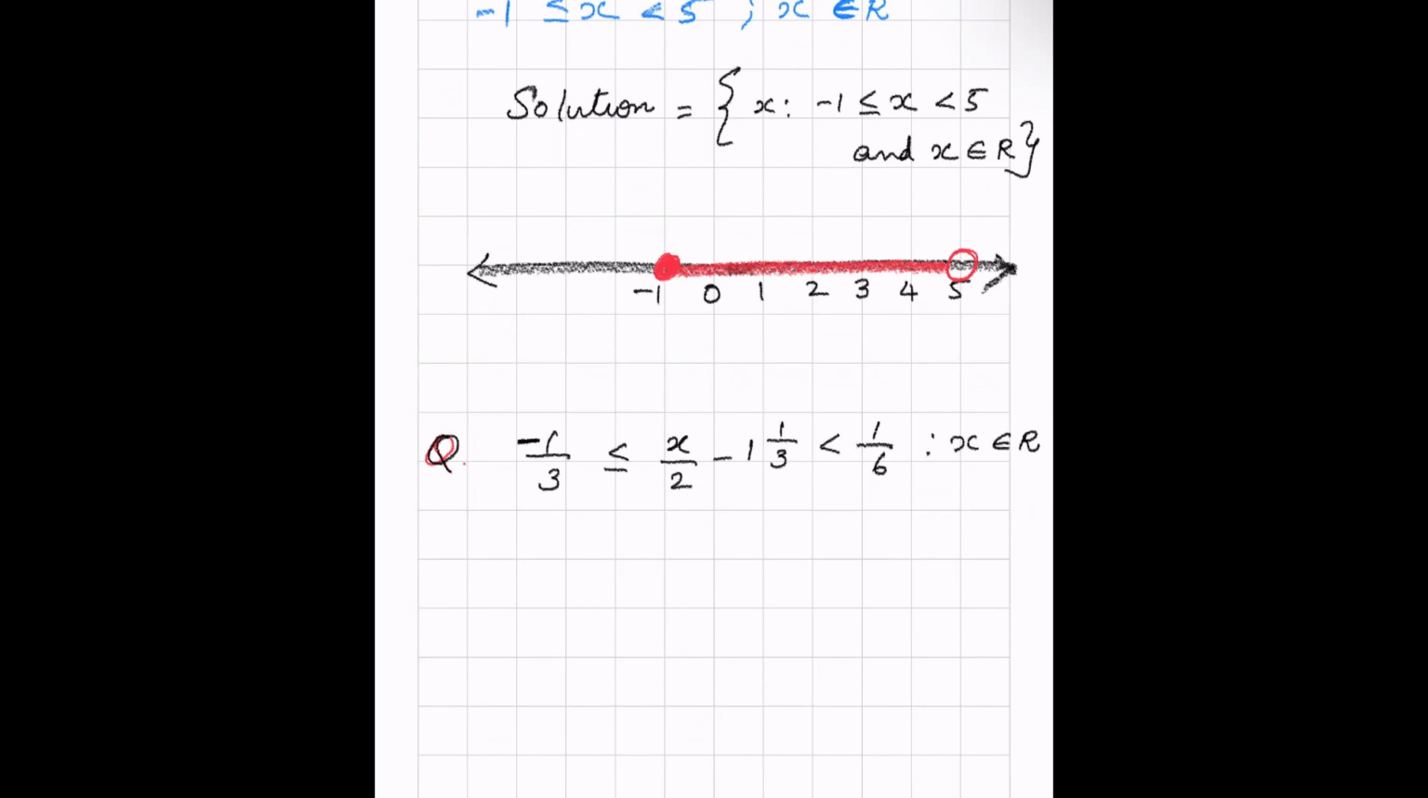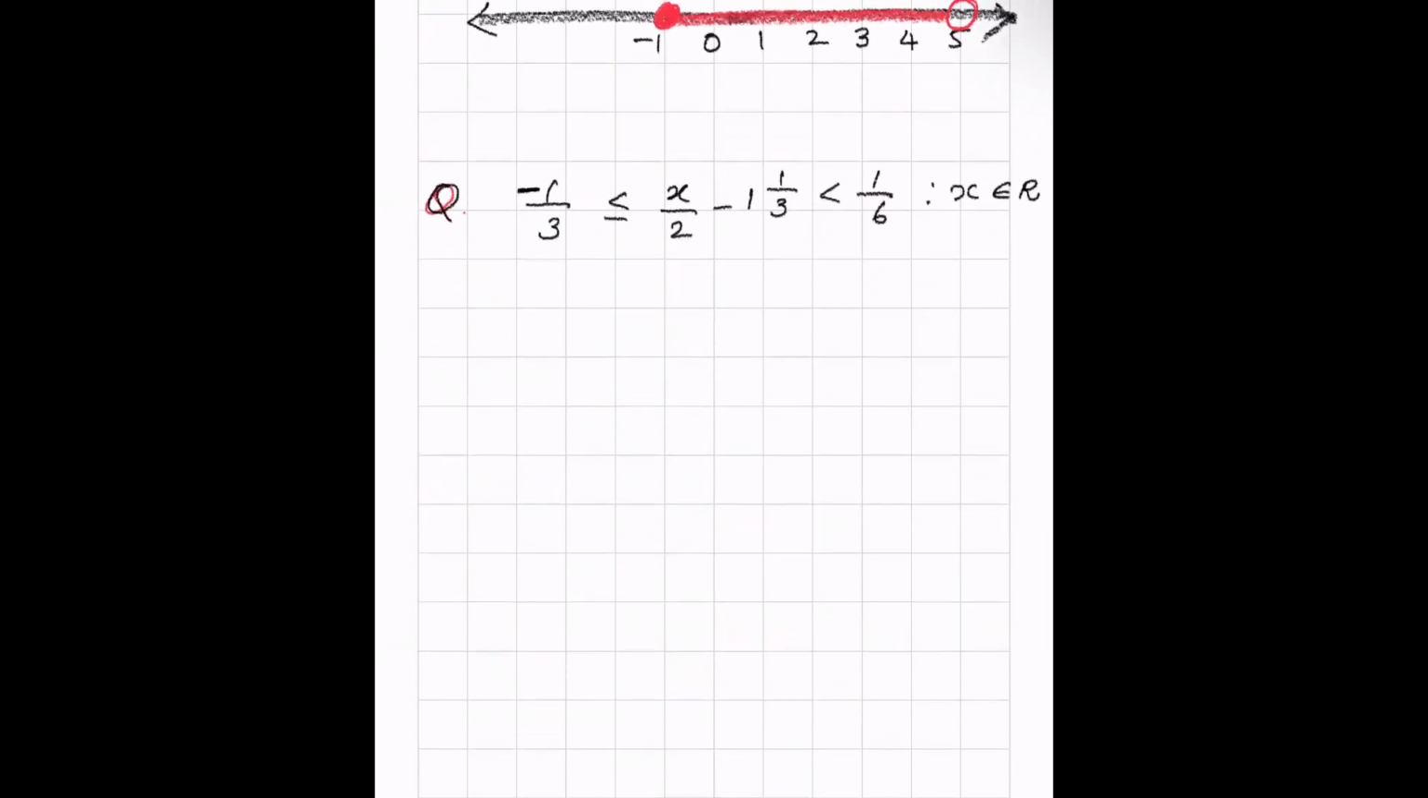Simplify negative 1 by 3 less than or equal to x by 2 minus 1 by 3 less than 1 by 6, x is an element of R. Graph the values of x on the real number line. You need to graph also. There are two inequalities in the question, so you have to solve it as two parts. This will be one part and this will be your second part. Take the first part to the left-hand side and the right part to the right-hand side.